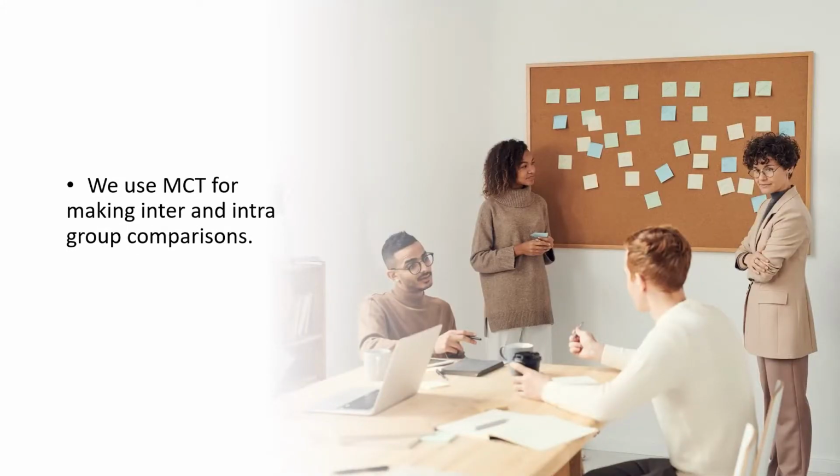Then you can also compare it with section A to B, B to C, A to C, A to D. So accordingly you can do it. And overall, the central value or the central tendency you can also calculate irrespective of their sections. And we use MCT for making intra and intergroup comparisons.